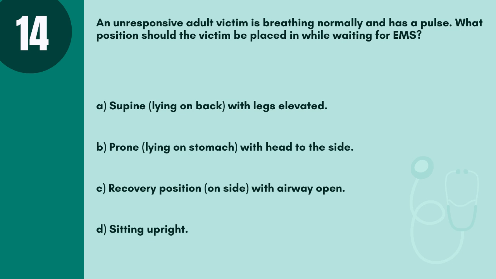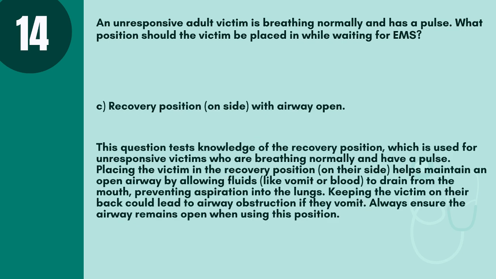Answer: C. Recovery position, on side, with airway open. This question tests knowledge of the recovery position, which is used for unresponsive victims who are breathing normally and have a pulse. Placing the victim in the recovery position, on their side, helps maintain an open airway by allowing fluids, like vomit or blood, to drain from the mouth, preventing aspiration into the lungs. Keeping the victim on their back could lead to airway obstruction if they vomit. Always ensure the airway remains open when using this position.